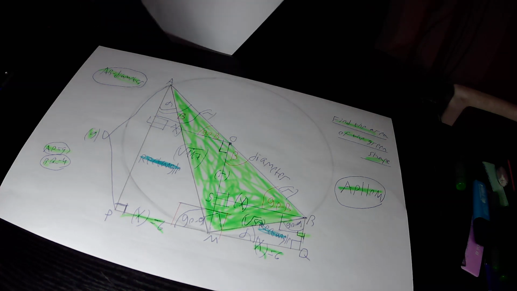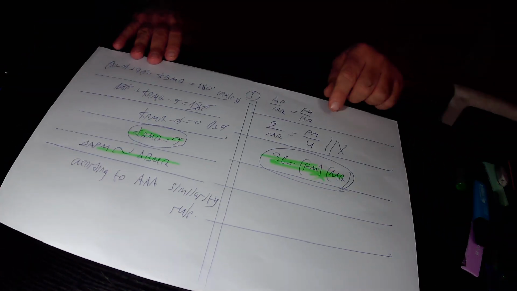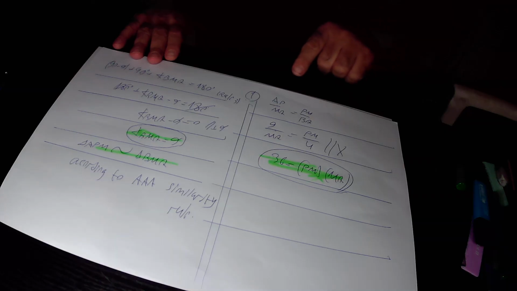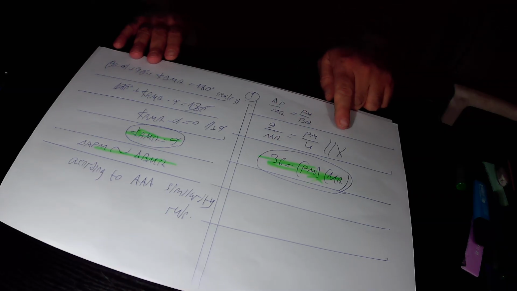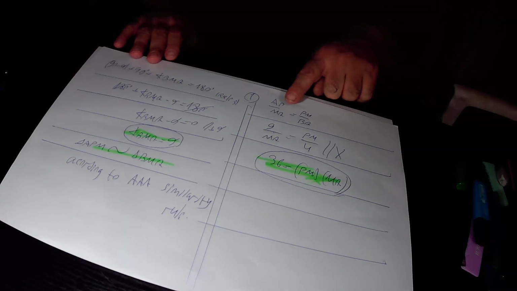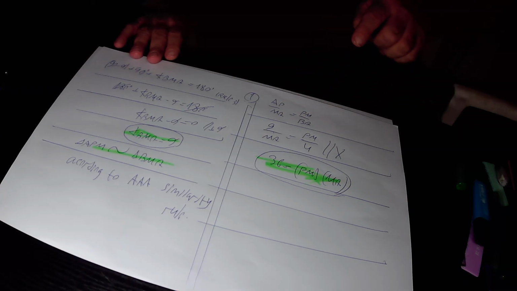So in total, we found that 9 over MQ equals PM over 4. Here, of course, multiplying this equation, we finally found that 9 times 4 is 36, so 36 equals PM times MQ.